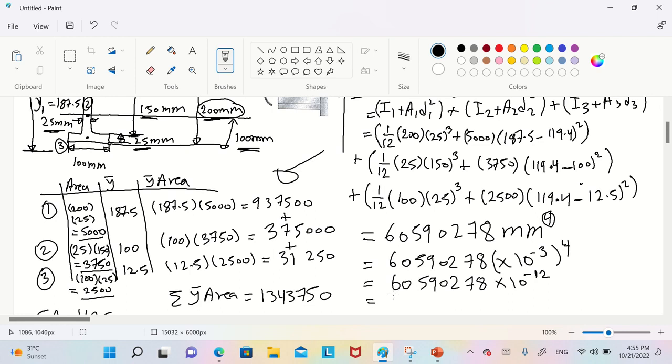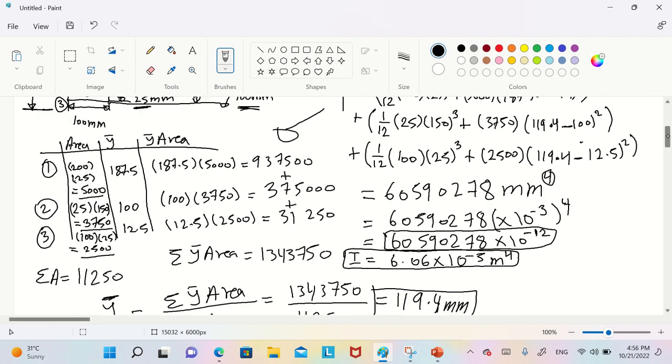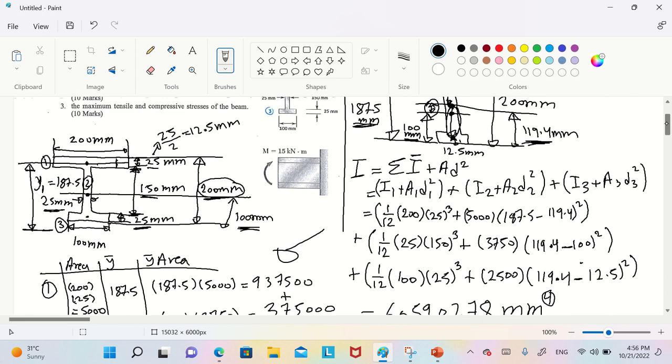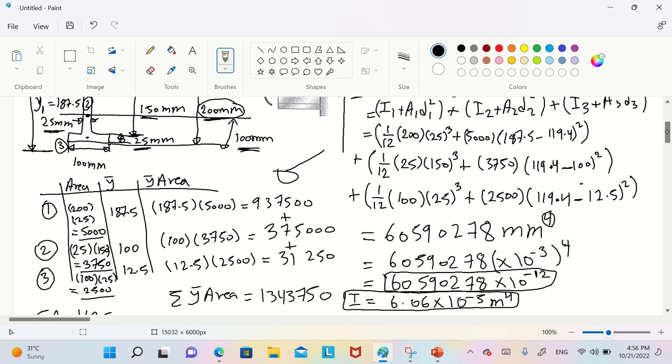When you put in the calculator this one, then you said equal, you will get 6.06 times 10 power minus 5 meter power 4. This one is the moment of inertia. Okay. Now we have found the moment of inertia.